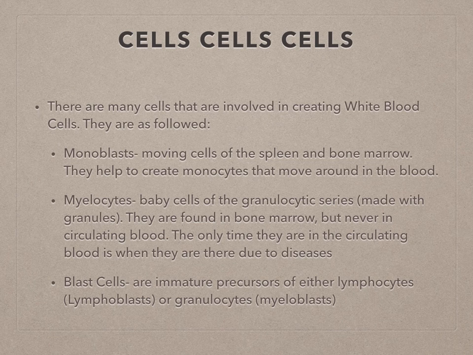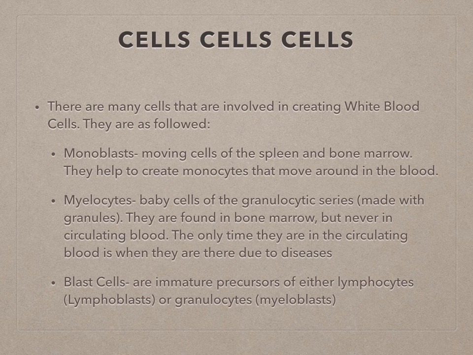There are a couple of different types of specific cells that are involved in creating white blood cells. Monoblasts are moving cells of the spleen and bone marrow. These cells help to create monocytes, which move to the blood and have mobility. Myelocytes are baby cells of the granulocytic series, which means that they are made with granules, so they will have little tiny bumps found in their cytoplasm. These cells are only found in the bone marrow, but they are never in circulating blood. The only time that a doctor or a nurse would find these types of cells in the blood is when they are there due to different diseases.